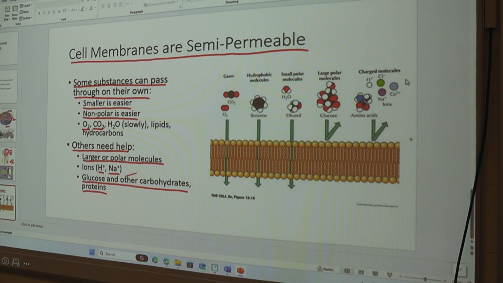And some of you might have used something like this before. This is called dialysis tubing. Has anybody ever used dialysis tubing for anything? It's really fun. Does this look like a tube to you, by the way, Caroline? Is this a tube?